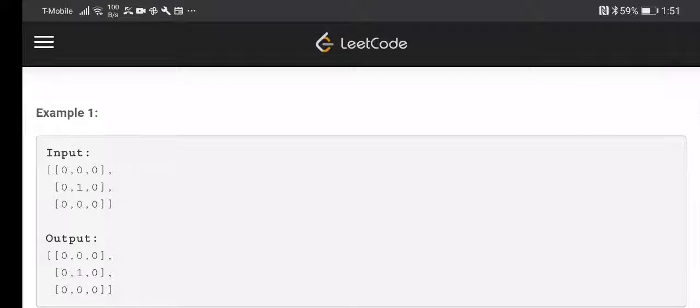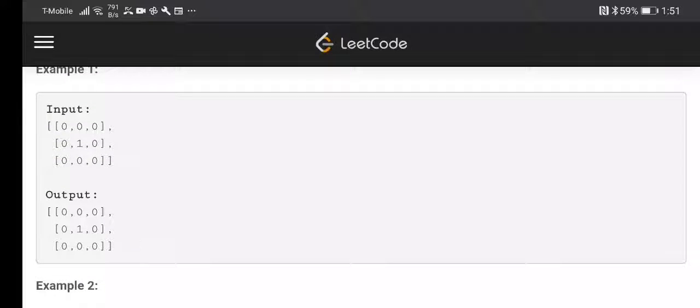And here's an example. You can see a 3x3 matrix, and you have to find the distance to the nearest zero. The output is shown right below, and the distance is 0 for each case because they all touch.